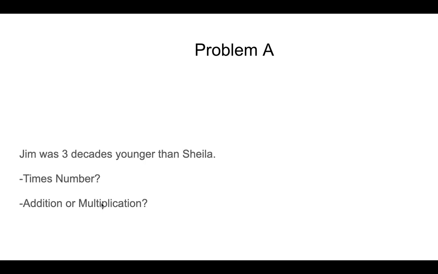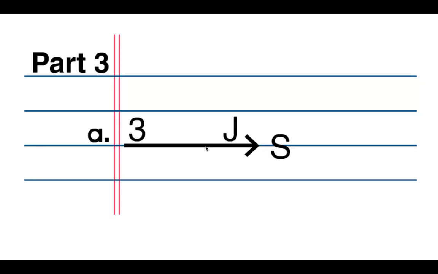It is an addition sentence. So let's look back at it. We know it's addition. Jim was 3 decades younger than Sheila. All right. So what's our change number? Our change number is 3. Who is older, Jim or Sheila? Sheila's older. So Jim is going to be our small number and S will be our big number. Let's see what that would look like as a number family. There we go. 3, Jim, and Sheila.